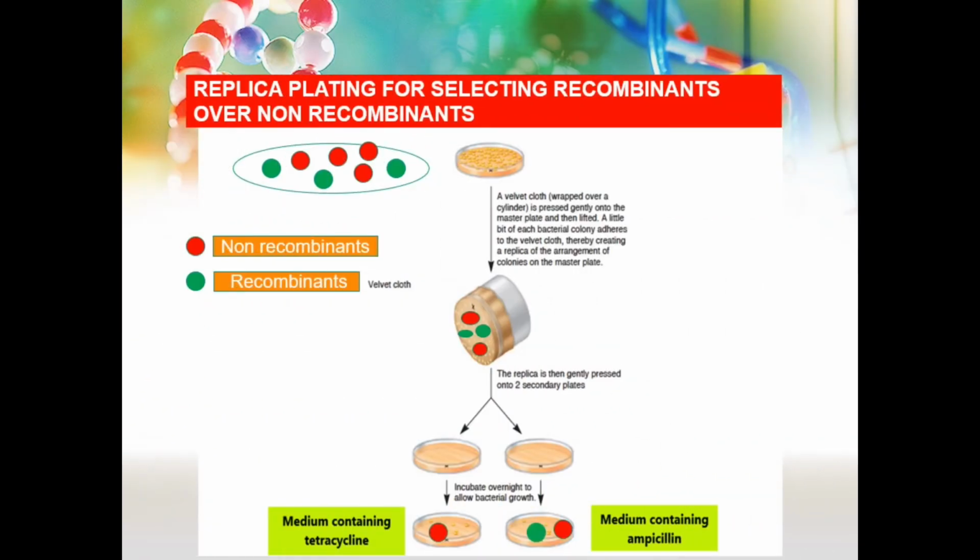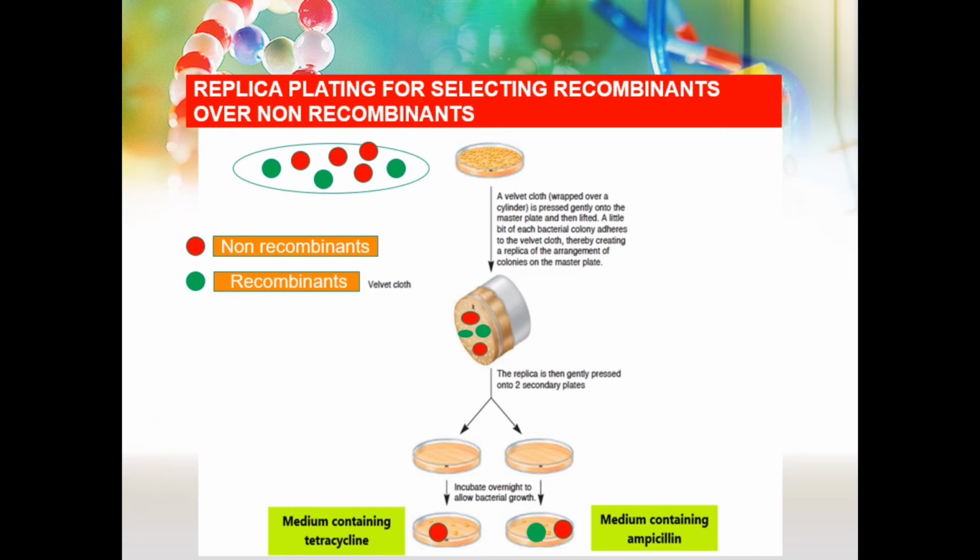Okay, for this we perform replica plating for selection of recombinants over non-recombinants. Here the red dots are the non-recombinants, these are the recombinants, and this is our master plate. We take a muslin cloth or a velvet cloth and press it over the master plate. The bacterial colonies get transferred onto the velvet cloth.